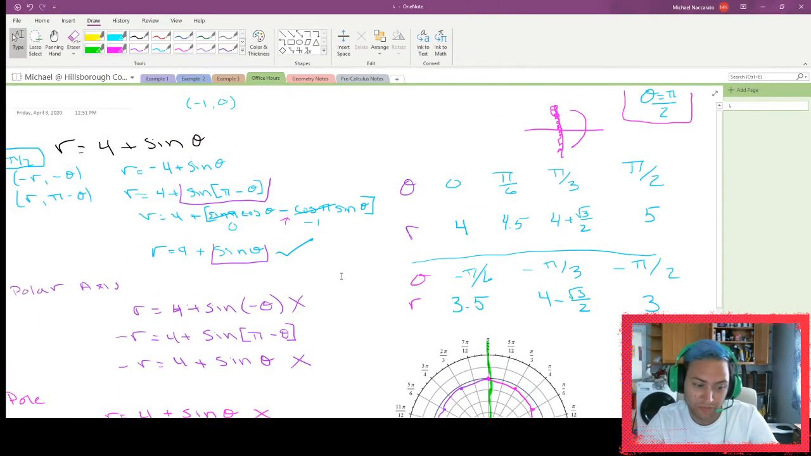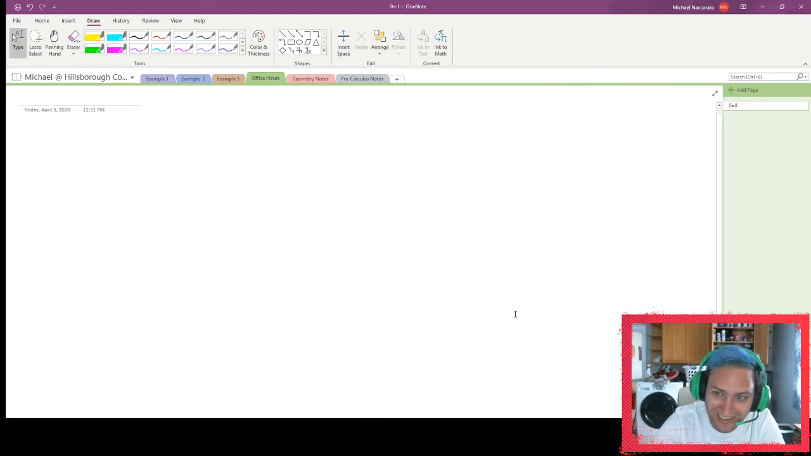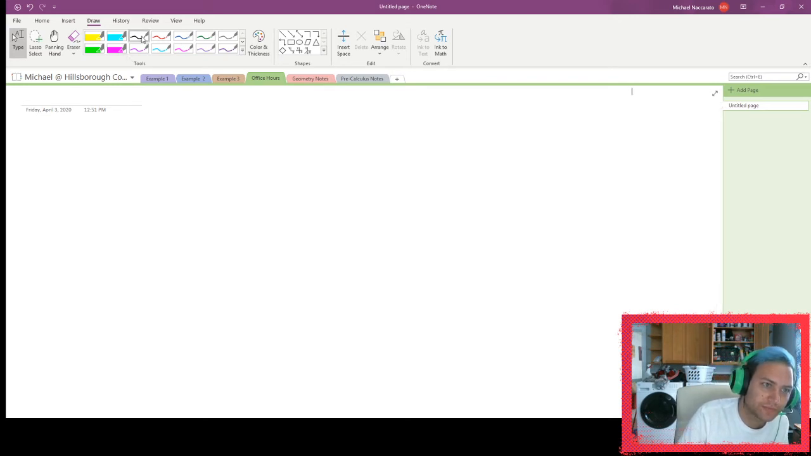All right, that was a lot of work for one example. So let's look at another one. This might be a long video. Okay, so the second example I had pulled out for you is going to be r squared equals 25 cosine of 2 theta, right?